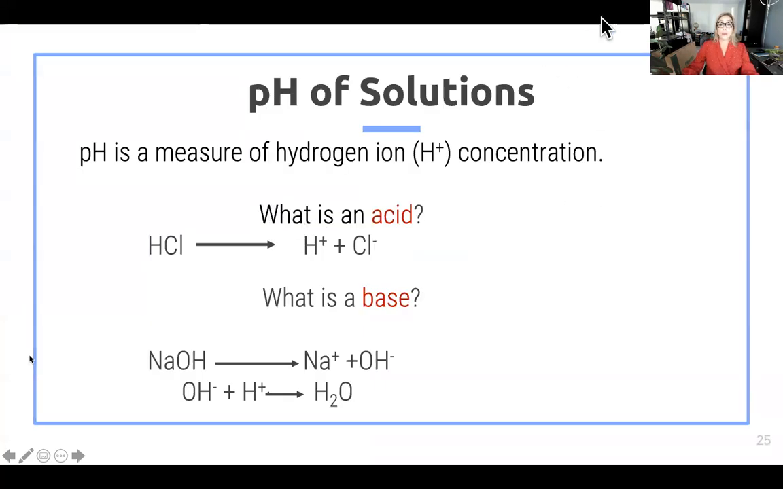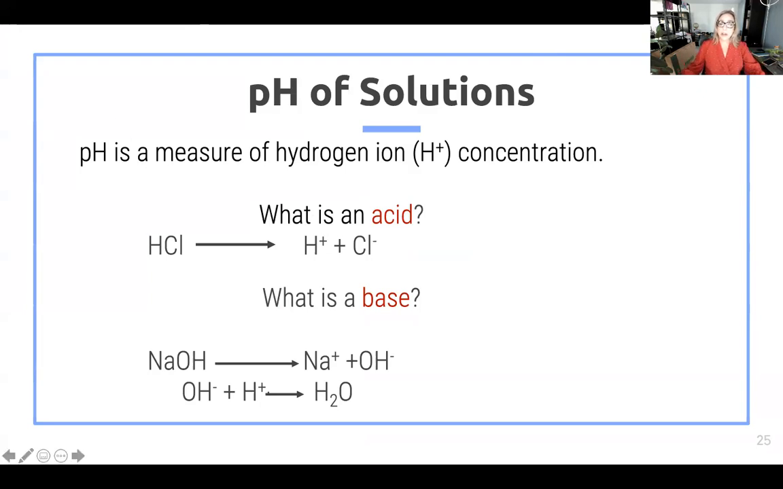Right here, I wrote the definition for pH. It's a measure of hydrogen ion concentrations. Remember, an ion is an atom that has a charge on it. So it's positive or negative depending on whether that atom has given up or accepted electrons. When I say a hydrogen ion, it is a hydrogen atom that has lost its electron.